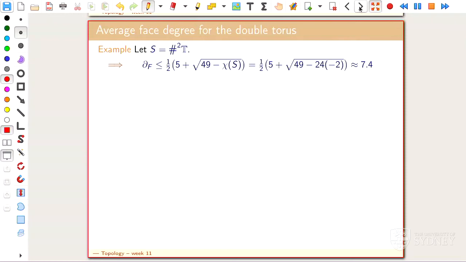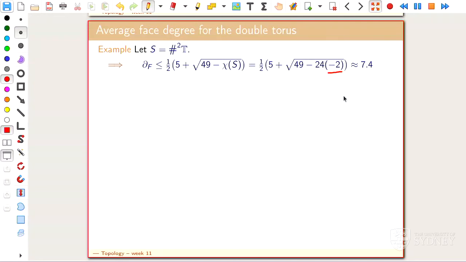And you just do it. So chi s in this case, let me just tell you that the Euler characteristic of this object is -2. So we just solve 5 plus whatever, and it comes out to be roughly 7.4. Okay, fine. So the average face degree is smaller than 7.4. In particular, we will always find a face.